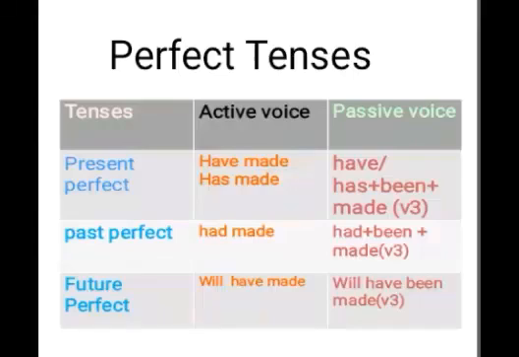Present perfect tense: have, has plus made V3 in active voice, have, has plus been made in passive voice. Past perfect tense: had made in active voice and had been made in passive voice. Future perfect tense: will have made in active voice and will have been made in passive voice. These are the 8 tenses chart.